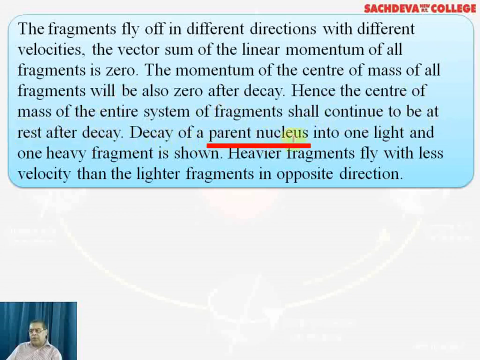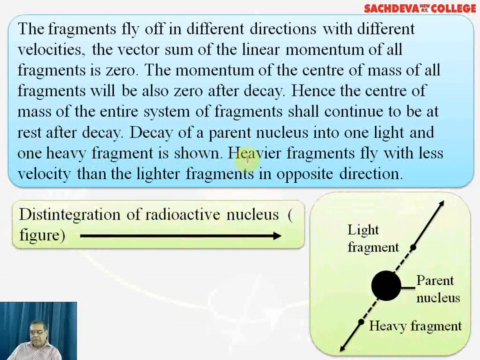Decay of the parent nucleus into one light and one heavy fragment is shown. So we can just go through the figure. The heavier fragment flies with less velocity because it is heavy, so obviously its kinetic energy is less. Then the lighter fragment is moving in the opposite direction with a faster speed. The parent nucleus is shown with a dark sphere, the heavy fragment on the lower side, and the light fragment on the upper side. So disintegration of a radioactive nucleus is shown in the adjoining figure.